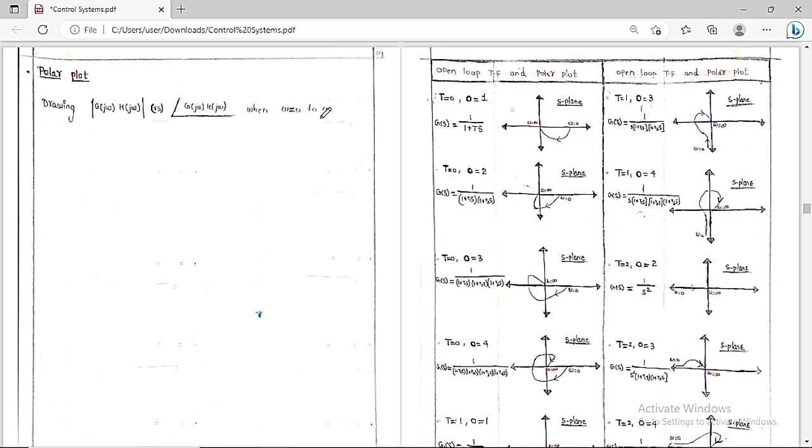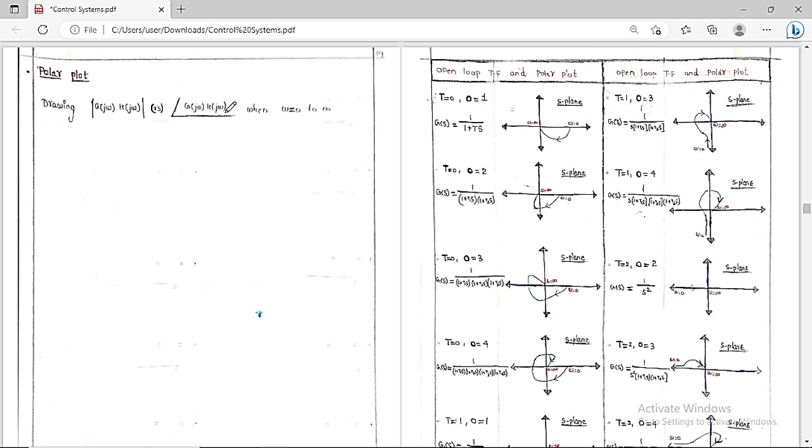So listen carefully: we are going to draw the graph between the magnitude of G(s)H(s) versus the phase angle of G(s)H(s) when the value of omega is varying from 0 to infinity. This is called the polar plot, which we can say is a graph between the magnitude and the phase angle of the open loop transfer function when omega is varying from 0 to infinity. So this is the basic concept of the polar plot, and this is all about the polar plot.